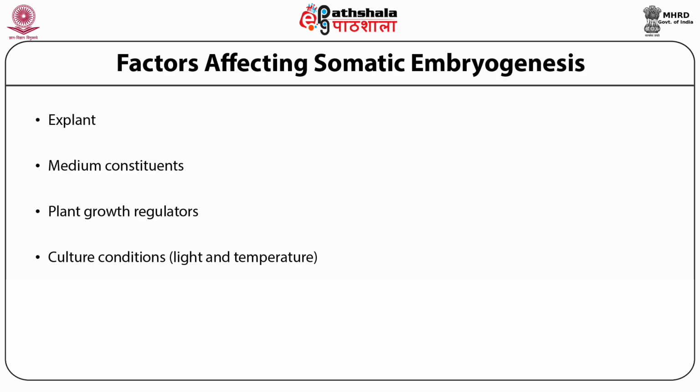Auxins occupy the most prominent position regarding tissue regeneration. Different concentrations of synthetic auxins, especially 2,4-D, are used for callus induction. Its concentration varies from 0.5 to 1 milligram per liter, which is good both for callus induction and proliferation. After callus proliferation on auxin supplemented media, to induce embryogenesis, it must be transferred to cytokinin-rich media.